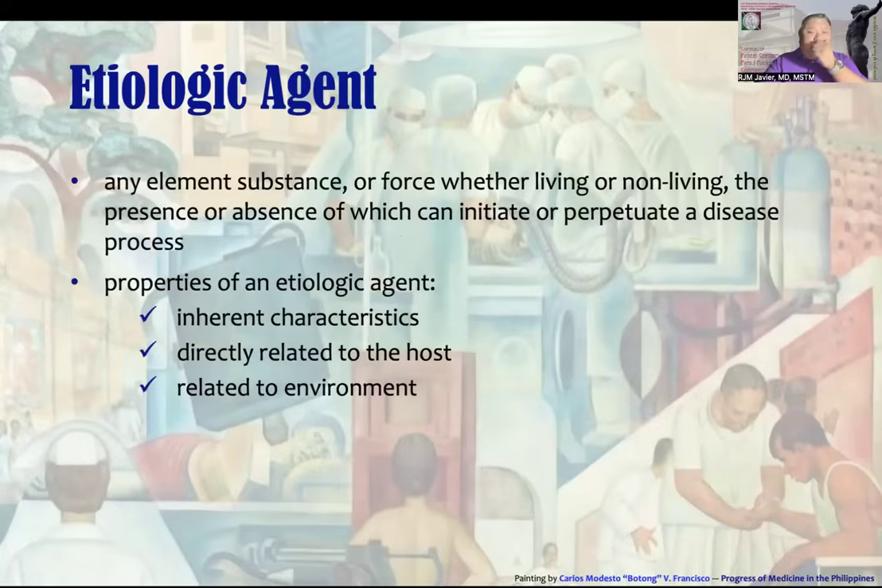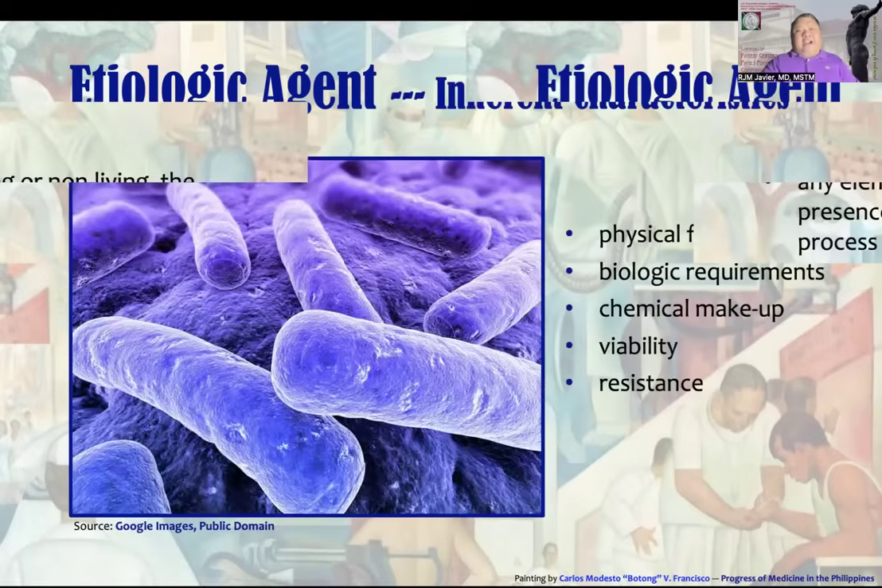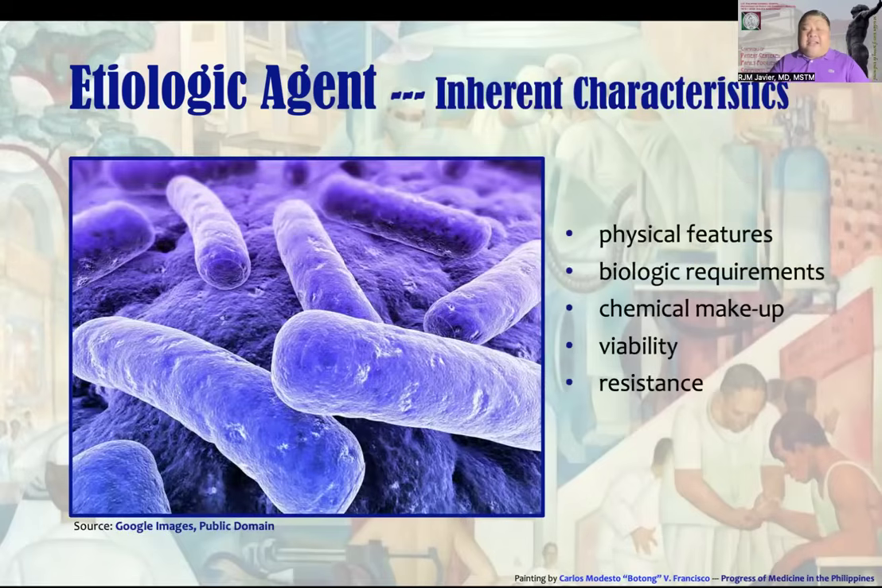When we're talking of the etiologic agent, this can refer to any element, substance, or force, whether living or non-living, the presence or absence of which can initiate or perpetuate a disease process. Properties of an etiologic agent would look into inherent characteristics, those that are directly related to the host and those related to the environment. When I say inherent characteristics, let's say we talk of the physical features of your bacterial species or that of the viral capsid or the viral capsule.